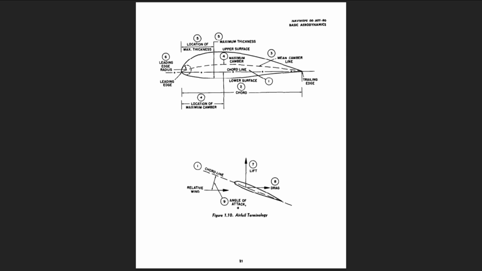5. The thickness and thickness distribution of the profile are important properties of a section. The maximum thickness and location of maximum thickness define thickness and distribution of thickness. They are expressed as fractions or percent of the chord. A typical low-speed airfoil may have a maximum thickness of 12% located 30% aft of the leading edge.